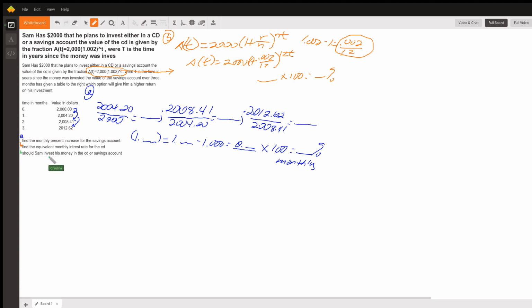C, should Sam invest his money in the CD or the savings account? Well, to answer that, you're just going to compare the two interest rates. And whichever one is the highest interest rate for the month should be your response.